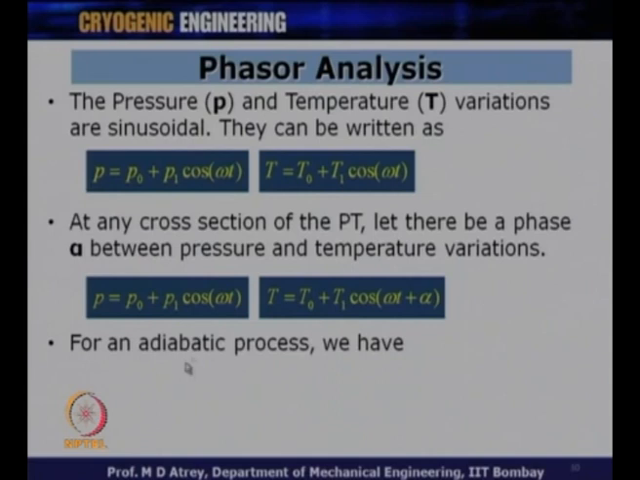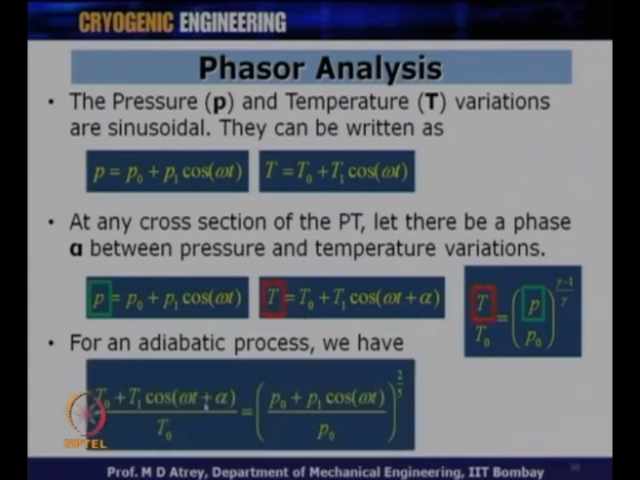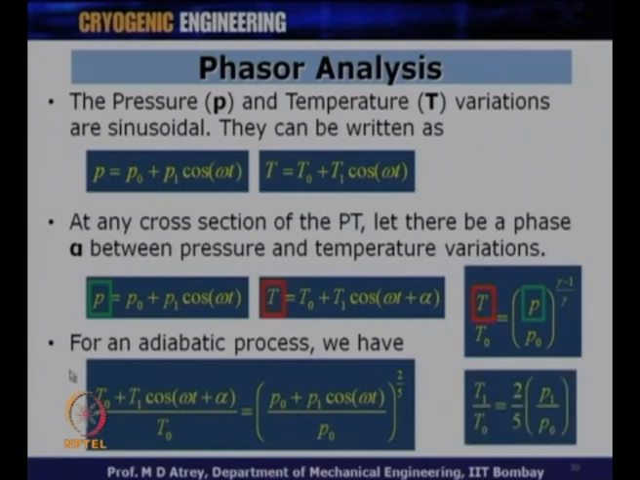For an adiabatic process, we have T by T0 is equal to (P by P0) to the power (gamma minus 1) by gamma. This is the temperature and pressure relationship connected together by the gamma of the particular gas. If I am talking about helium as a working fluid, the gamma for helium is 1.67. So, putting that value of gamma in this equation and putting in the expressions for P and temperature, we get T by T0 equal to (P by P0) to the power (gamma minus 1) by gamma, which is equal to 2 by 5. Once we put gamma equal to 1.667, we get the value of (gamma minus 1) by gamma as 2 by 5. Expanding this further by binomial theorem and neglecting the second order terms, we get T1 by T0 is equal to 2 by 5 times P1 by P0.